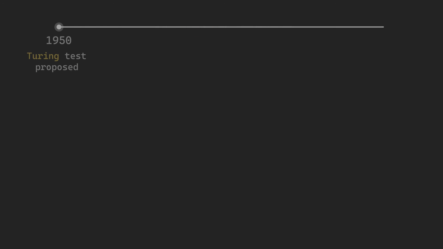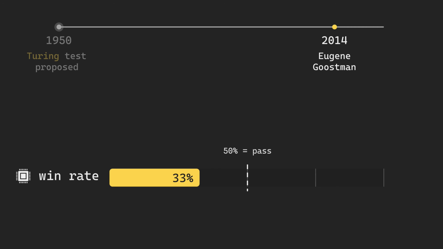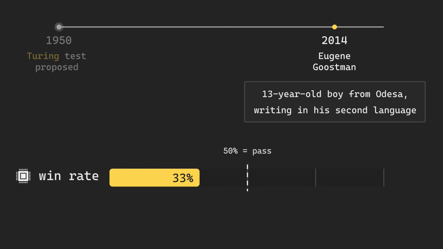For decades, nothing came close to this threshold. The attempt worth mentioning is a chatbot called Eugene Goostman, which in 2014 convinced 33% of judges it was human. It pretended to be a 13-year-old boy from Odessa writing in his second language, a good excuse for every clumsy sentence and everything it didn't know. Remarkable, but still a long way from 50.